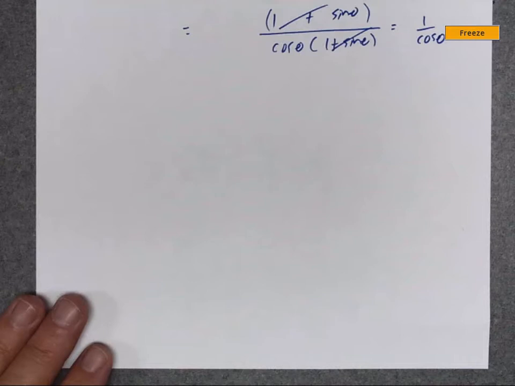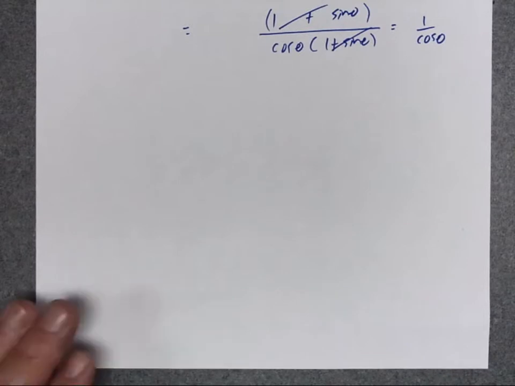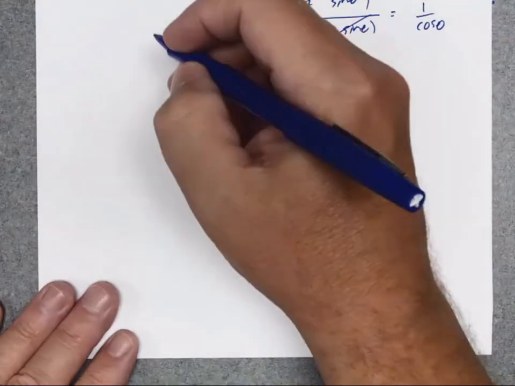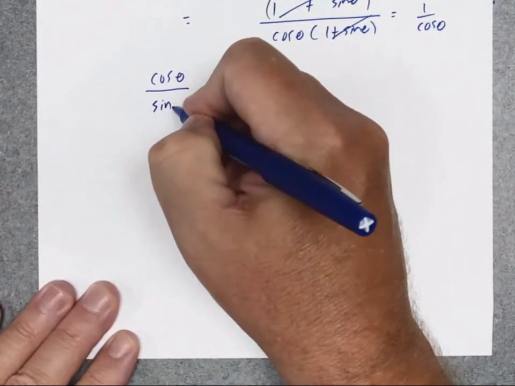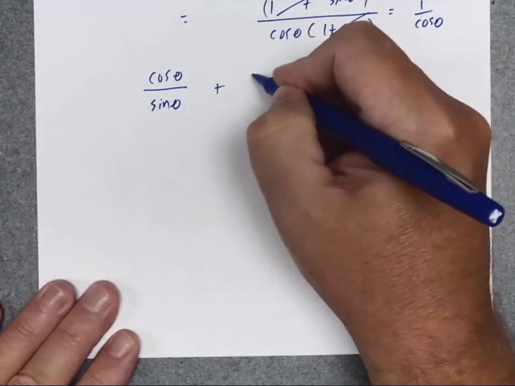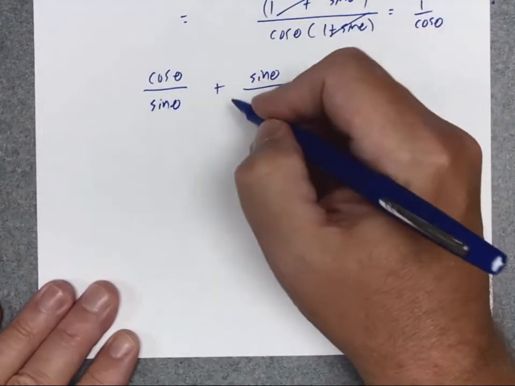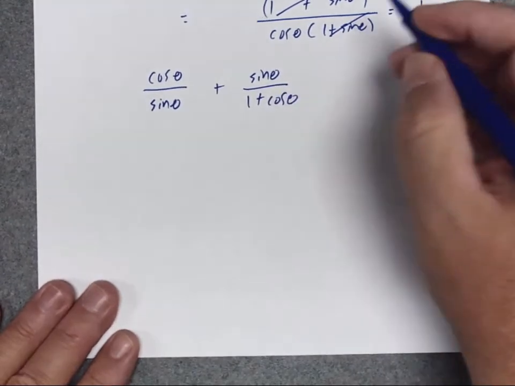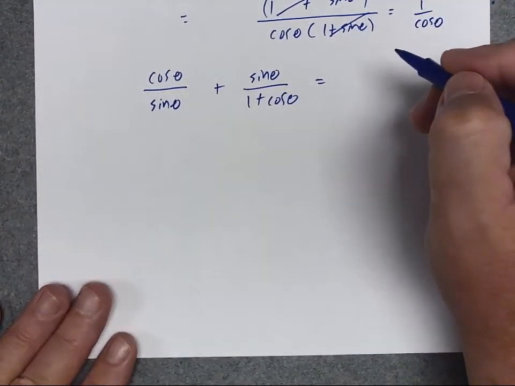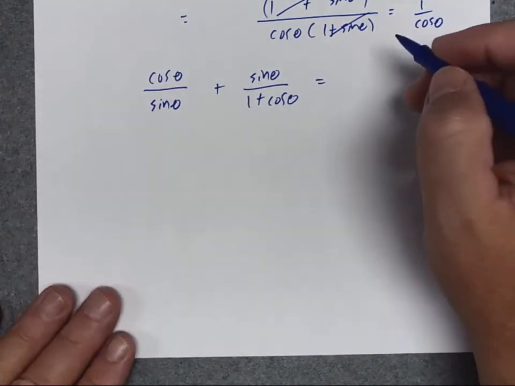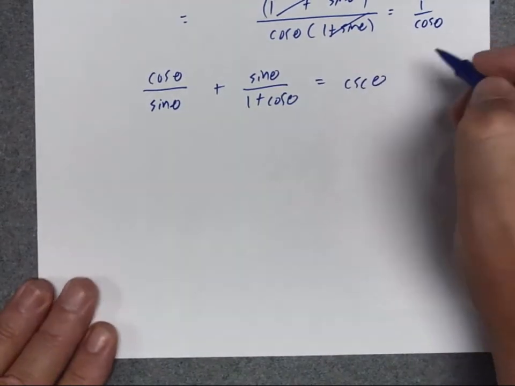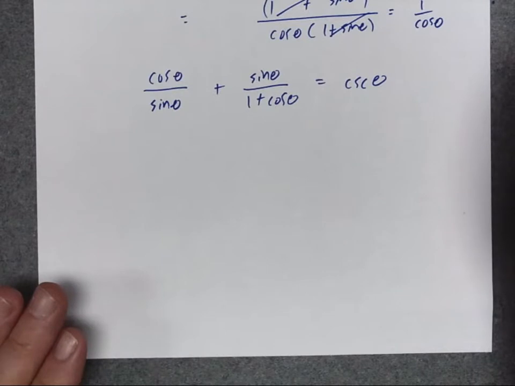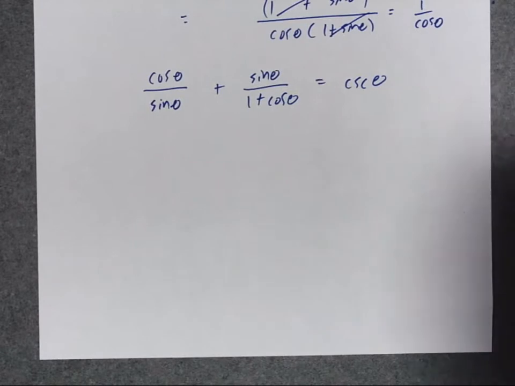Okay, so for the next one, let's prove this identity. Cosine theta over sine theta plus sine theta over 1 plus cosine theta, and that whole thing should equal cosecant of theta. All right, so let's try and see if we can figure this one out.